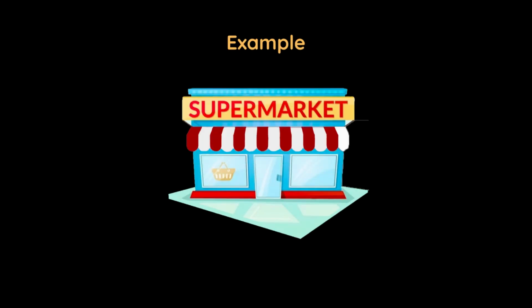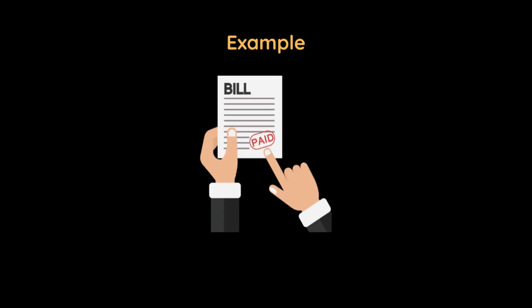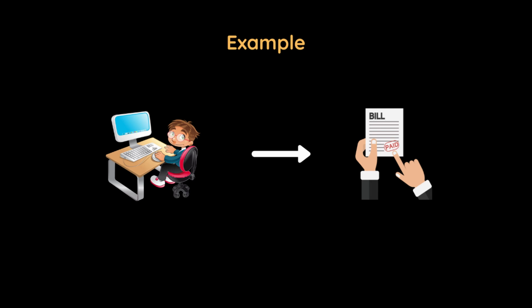Let us take an example. Assume you go to a supermarket and you buy something. When you pay, you get a bill. That bill is basically generated using a program, or more commonly known as software. So the computer was programmed to generate bills, and this is how you can write your own program to instruct a computer to perform a particular task.